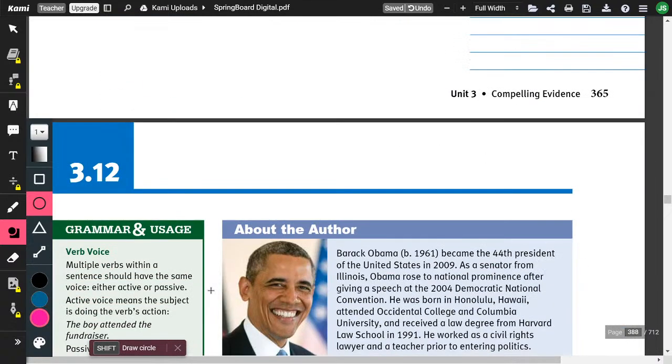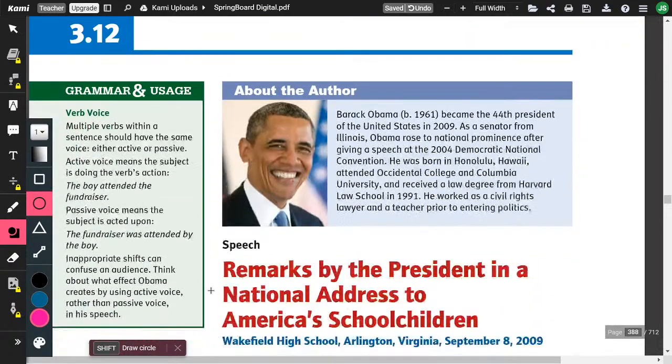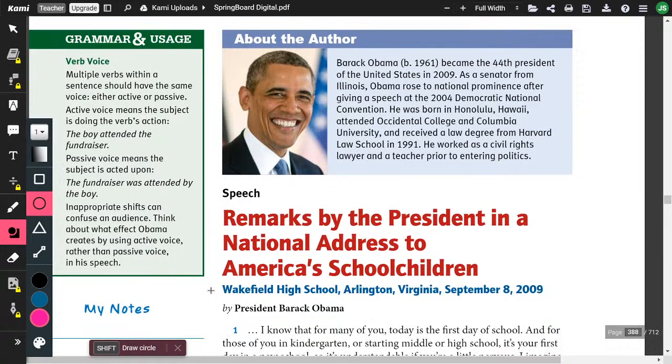So on the next page, digital 388, physical page 366, we're going to be reading a speech from former President Barack Obama, the 44th President of the United States, senator from Illinois. He rose to national prominence after a speech at the '04 Democratic National Convention. Born in Honolulu, Hawaii, attended Occidental College, Columbia University, has a law degree from Harvard, also civil rights lawyer and a teacher prior to entering politics.